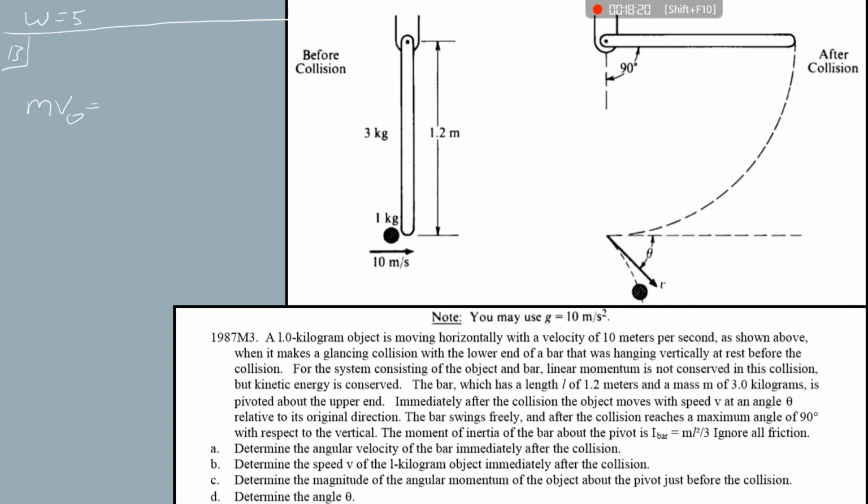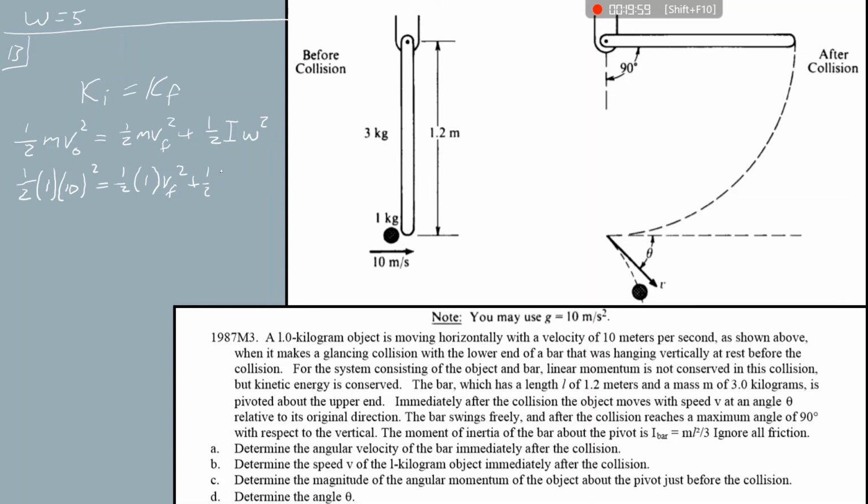Okay, so this is 1/2, our mass was 1. Initial velocity was 10 squared, equals 1/2, our mass of the ball after the collision is still 1. Our final velocity is what we need to solve for, the final velocity of the ball, plus 1/2 I, which is given in here, is ml squared over 3. And then omega is the one that we solved in A, which was 5. Yes. Okay, and then simplify.